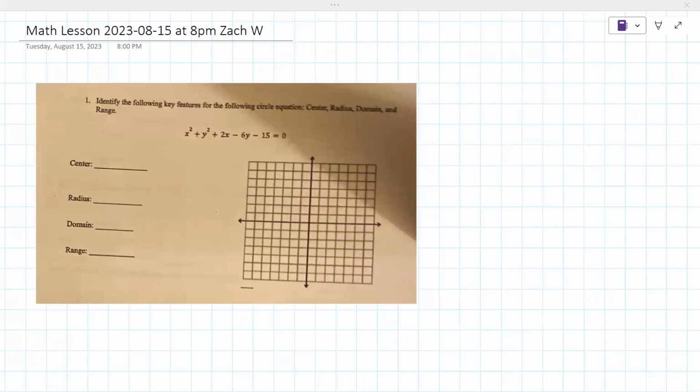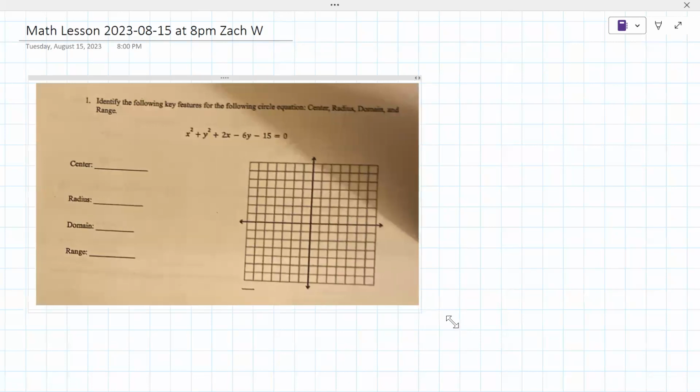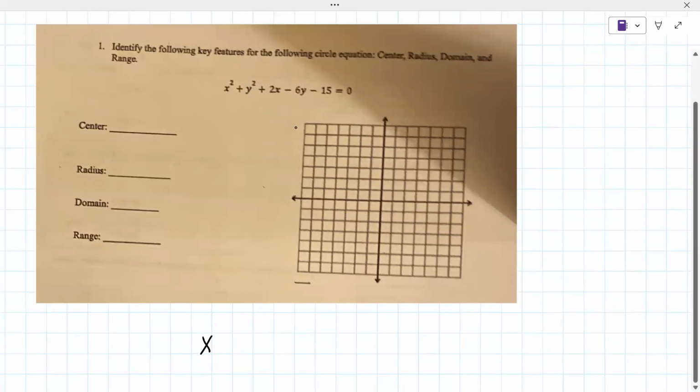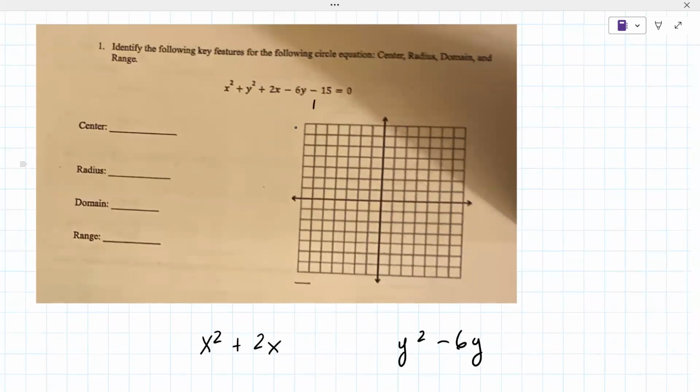All right, so the first thing here is this is really a completing the square question. And to do that, we really need to rearrange this equation. So I'm going to come down here and write the equation: x squared, you put the x terms together, y squared minus 6y, and then you add this 15 to the other side of the equation.